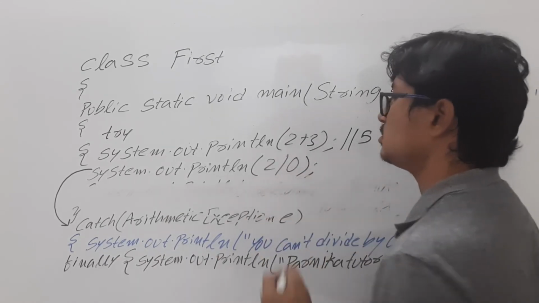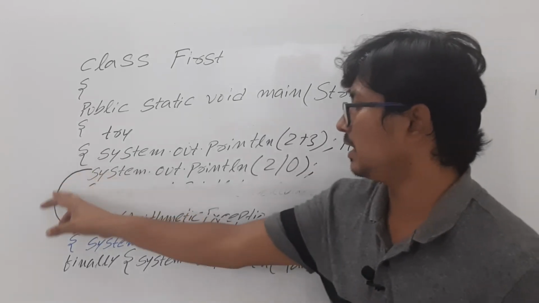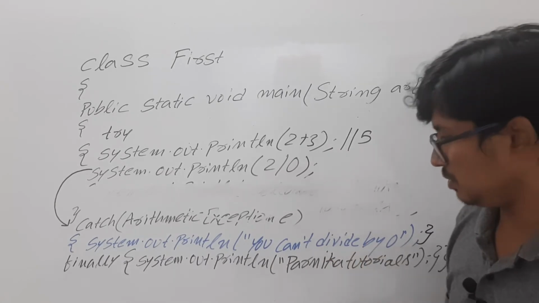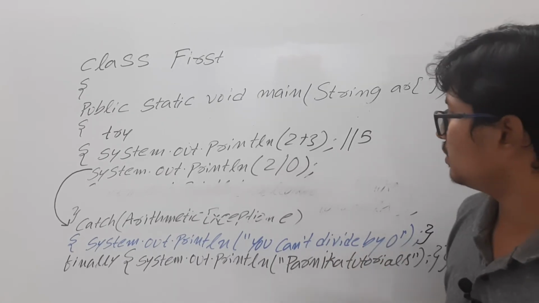Here I am placing it as 0. Then this exception will be raised and you will get the output "you cannot divide by 0", and then Parnika tutorials you will get.